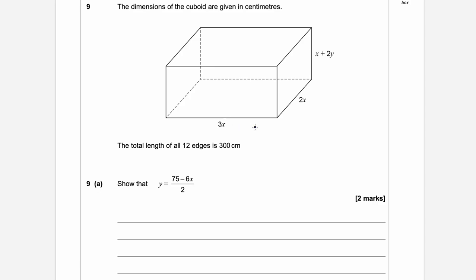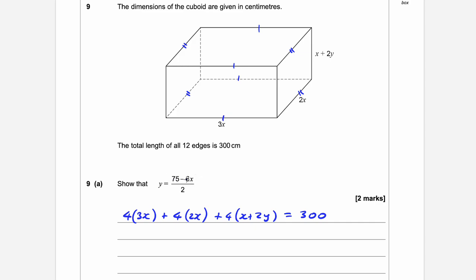Okay, so the total length. So, how many 3x's? Let's think. There's 1, 2, 3, 4. There's 4 3x's. 4 times 3x. Plus, how many 2x's? Well, it's actually going to be the same. 1, 2, 3, 4. There's 4 2x's. And there's 4 of these. 4 times x plus 2y. And that must all equal 300.